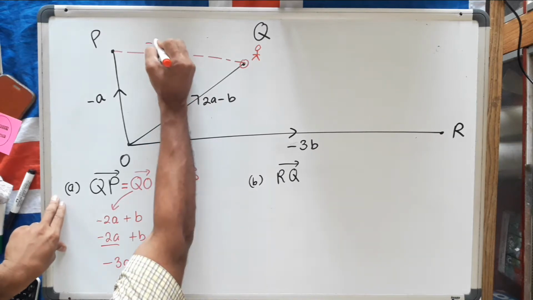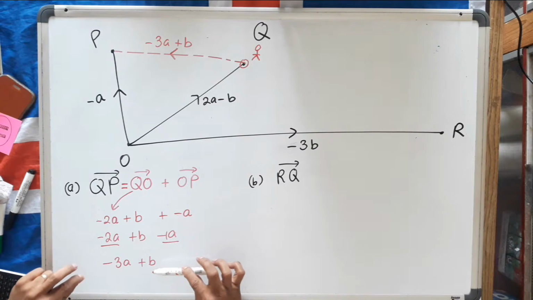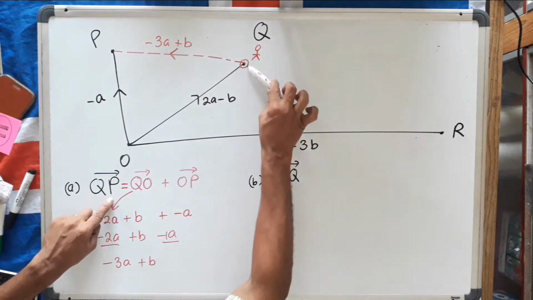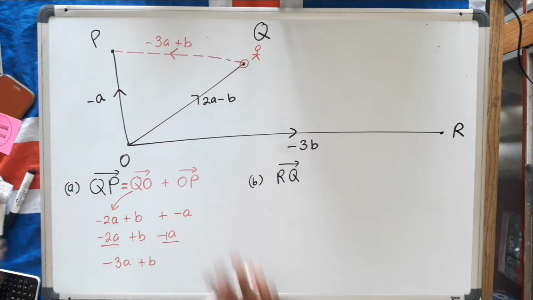So over here, the value is minus 3A plus B. You see, I'm trying to develop a good habit here. As soon as I got the value for QP, Q to P with the arrow going from Q to P, I put the value over here. Get in the habit of doing it, even if the examiner didn't tell you to do it. This will help you out in the exam.